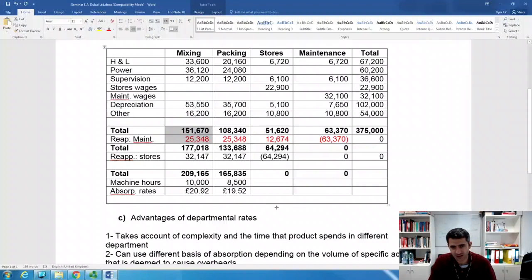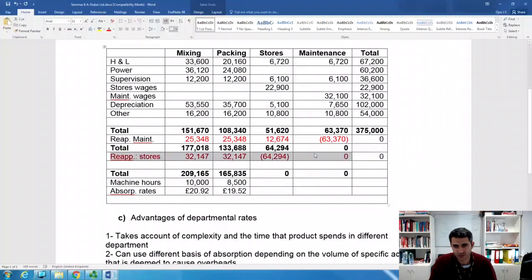177,018. Fine. So now we have not finished step 2B, isn't it? Because in step 2B we need now to find the stores. So the total stores now, which is the 64,294, we need to redistribute it across the mixing and packaging. But how can we do this?